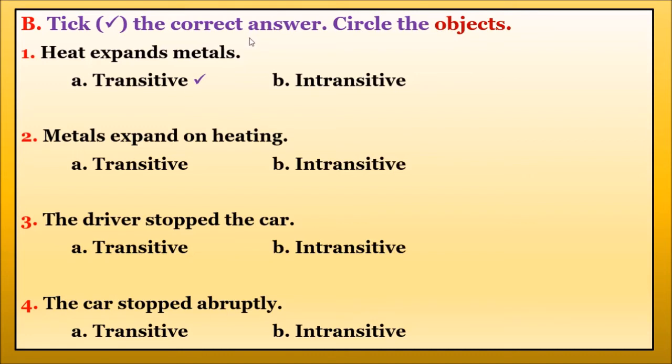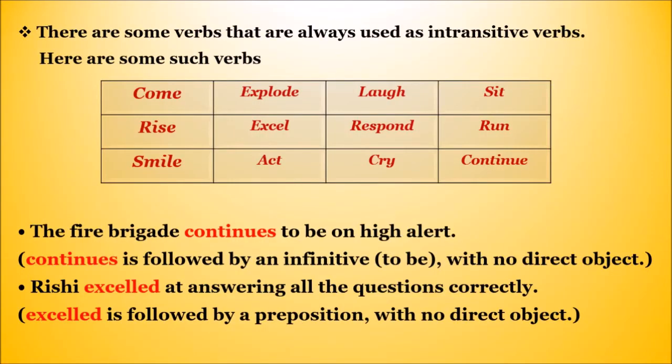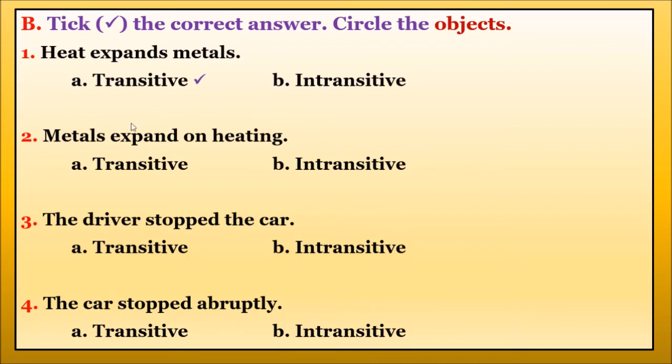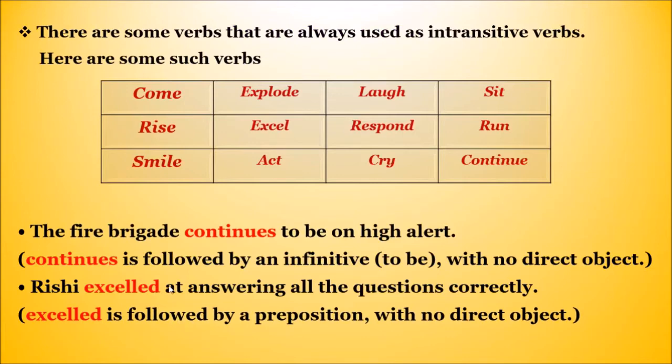Now children, heat expands metals. Heat expands metals. The right answer is transitive. Metals expand on heating. So children, as we told, when some words are added along with a preposition, look here, "excelled" is followed by a preposition. When a verb is followed by a preposition and there is no direct object, it will be an intransitive verb.